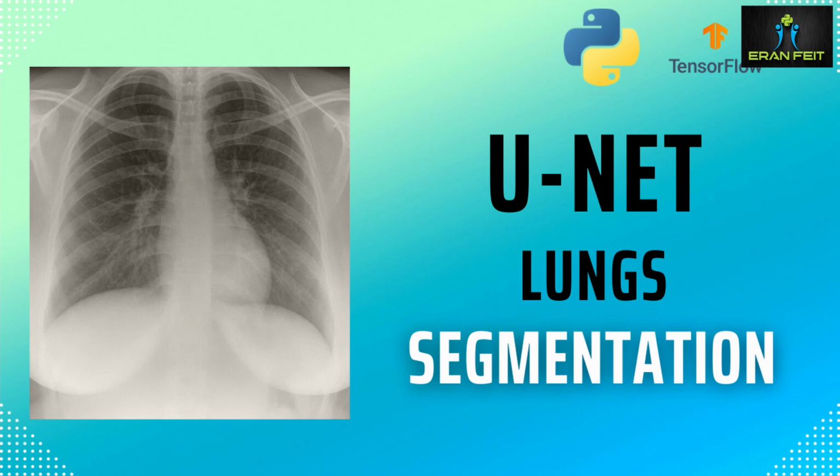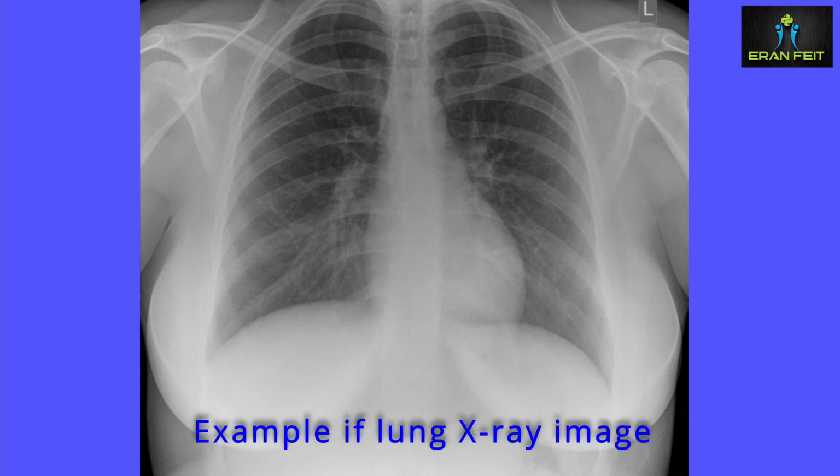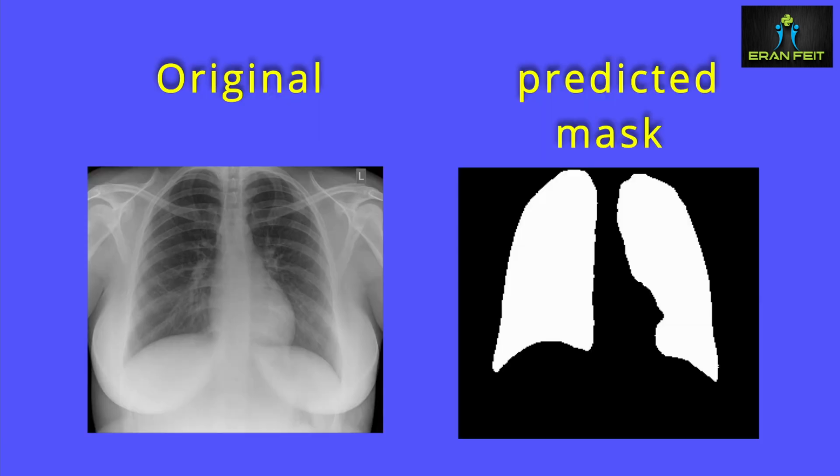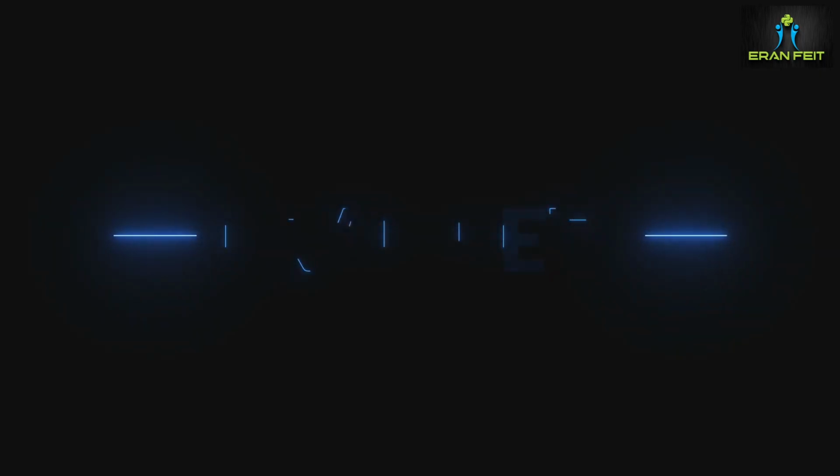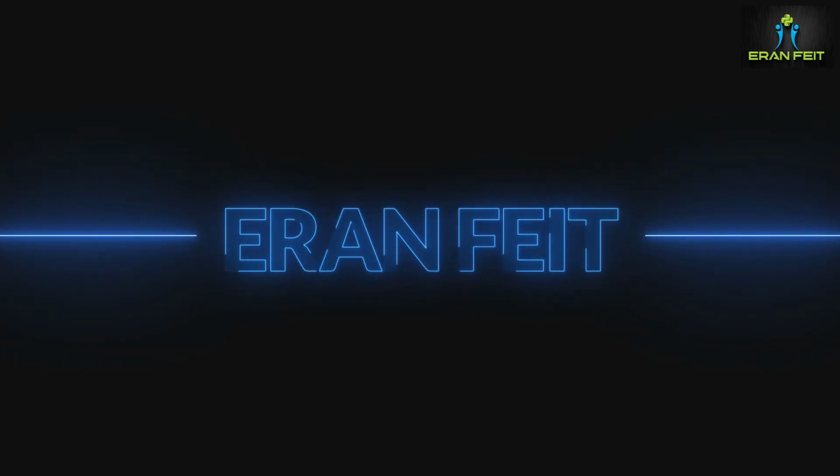Hi, today we will use the UNet architecture to do lung segmentation. We will take images like this one. This is an example of a lung x-ray image. And by using a dataset that contains x-rays and masks, we would take a fresh image and predict the lungs in those images. So the first process would be, of course, looking for a dataset.